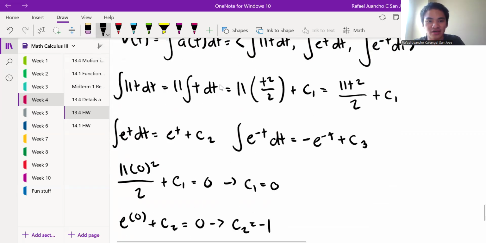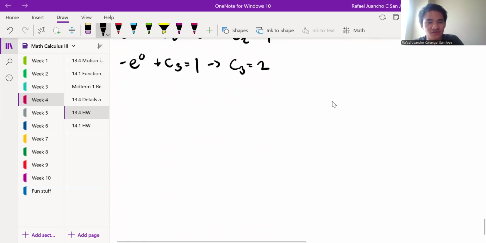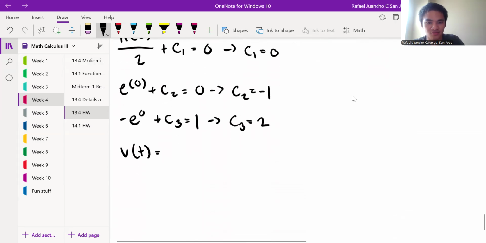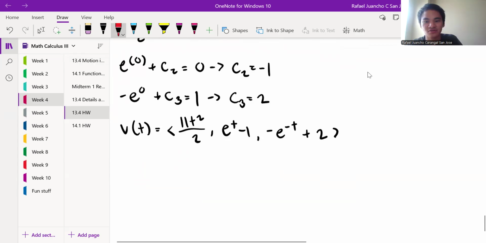And there we have it. Now I got my vector, my velocity vector. Done. Let me copy. Okay. I have 11t squared over 2 plus C1. So plus 0, plus 0, so that's nothing. E to the t plus, no, it's -1, because my second constant is just -1. And lastly, negative e to the negative t plus C3, so plus 2. And done. A little check mark.